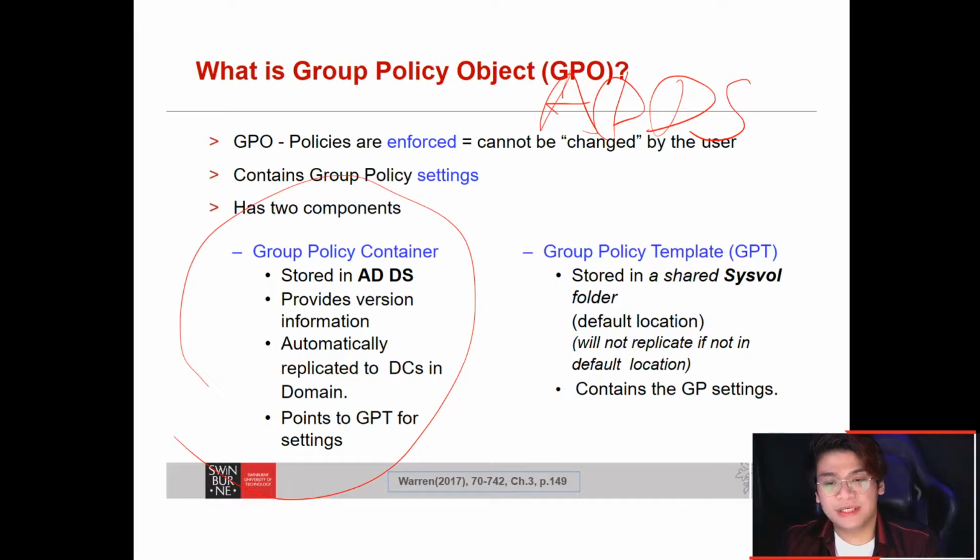And the group policy template, GPT, is a file system folder that includes the policy data specified by the .adm file, security settings, script files, and information about applications that are available for installation. The container is stored in ADDS. The template is stored in the sysvol folder, which is the default location, and will not replicate if not in the default location, and it contains the GP settings. While the container is automatically replicated to the other domain controllers in the domain, and then points to the GPT for the settings.